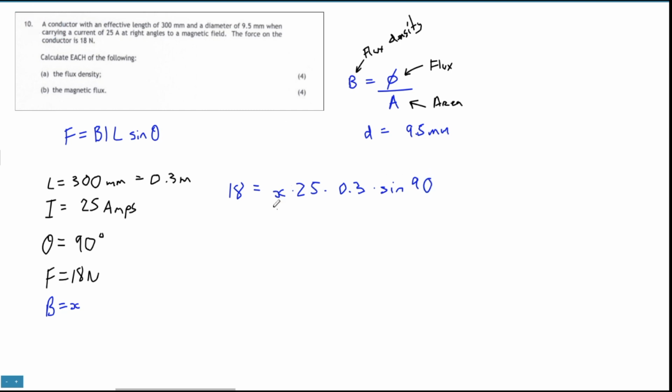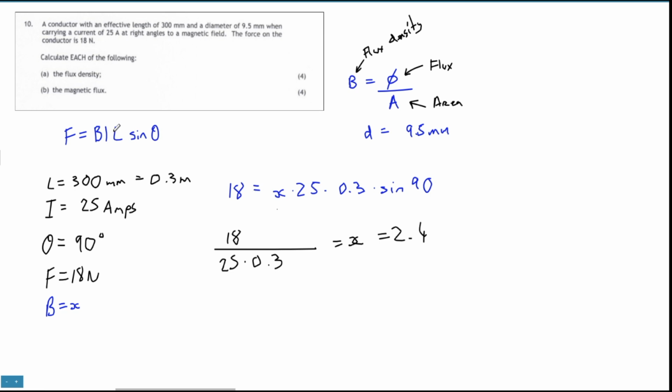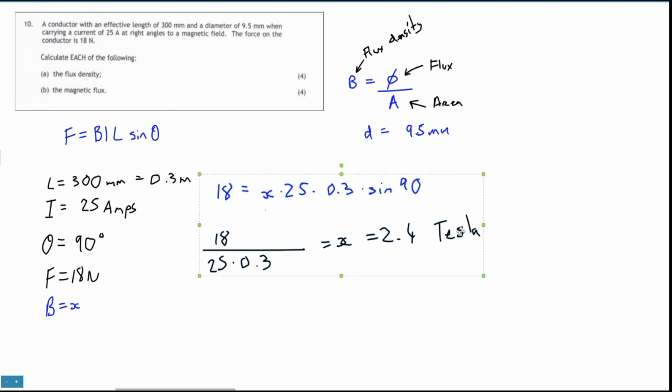All right, and then in order to solve this, we're going to transpose to get X as the subject. So I'm going to divide it by all of this stuff. So 0.3, and then like I said, sine of 90 is just equal to 1. So no need to write that on anymore. I calculated it in my head, really. I can check that. Sine of 90 is equal to 1. Multiplying by 1 doesn't do anything. Anyway, let's do the rest of it. 18 divided by 25 times 0.3. All right, I get 2.4. 2.4, and because we're talking about B, which is flux density, this is in Tesla. 2.4 Tesla. All right, that's the first part done.